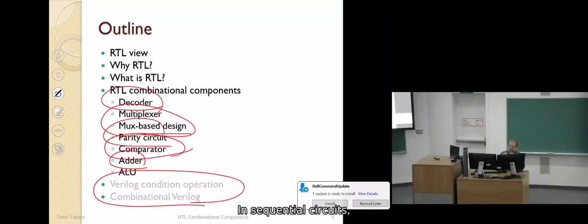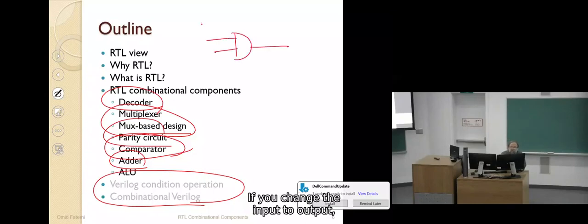In sequential circuits, the output is not only dependent on the inputs, but also on the state or memory of the system. The system has some kind of memory. So in the sequential circuits, we have some kind of memory. Here in combinational, if you change the input, the output changes. The output is dependent only on the inputs, nothing else.